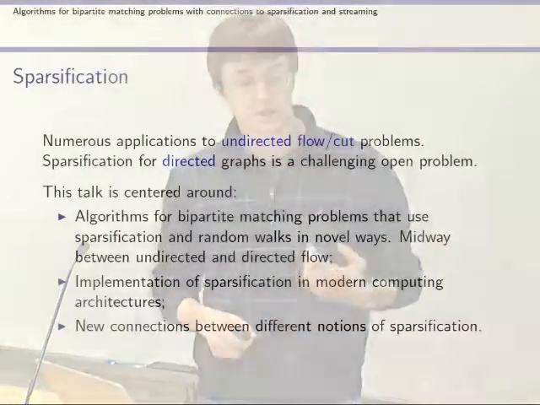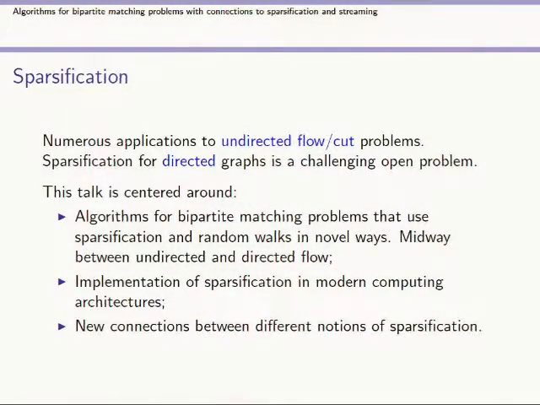For graph algorithms, which is the main topic of the talk, cut-preserving graph sparsification has become an important way to get a succinct representation of the input and has become a fundamental part of the algorithmic toolkit. Since its invention in '96 by Benczúr and Karger, it has found numerous applications to undirected flow and cut problems. However, sparsification for directed graphs is still a challenging open problem.